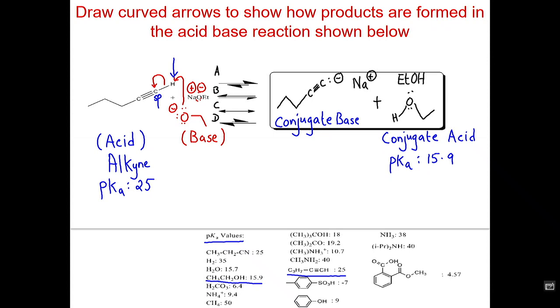Acid-base equilibrium moves towards the weak acid. Weak acids have a higher pKa. So when you compare between the terminal alkyne and ethanol, you see that the starting alkyne is the weaker acid. So equilibrium will move towards the weak acid, which is represented by arrow D.